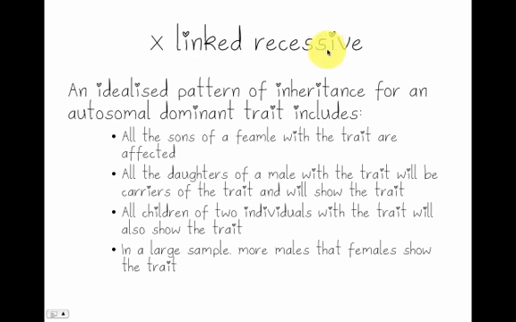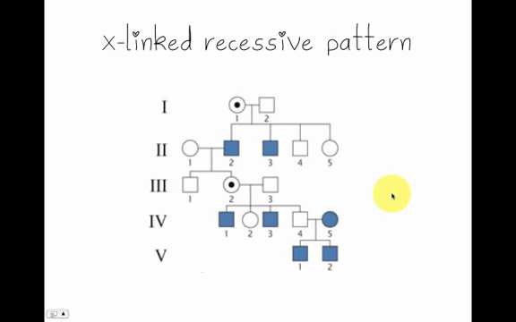Looking at X-linked recessive, you would have probably done this one a little bit in class. Examples are colour blindness. All the sons of a female with the trait are affected. All the daughters of a male with the trait will be carriers, but will not show the trait, sorry. So if we look at that, here we go. I'll point out what these mean in a second, but again, because it's recessive, see how it's skipped generations? All right, apart from that generation there, but it's skipping some generations here.